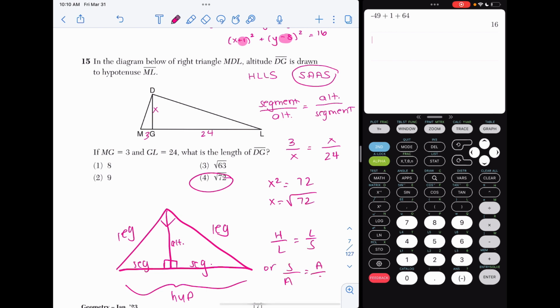If you do not know these shortcuts, there are still ways to answer this question. You could separate all of these triangles and find the corresponding sides and set up proportions. That will totally work here, but this is a nice shortcut in order to avoid doing that.